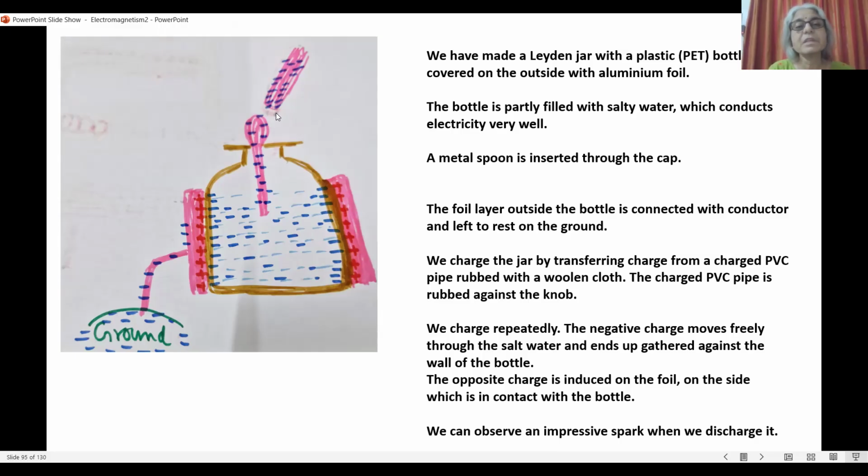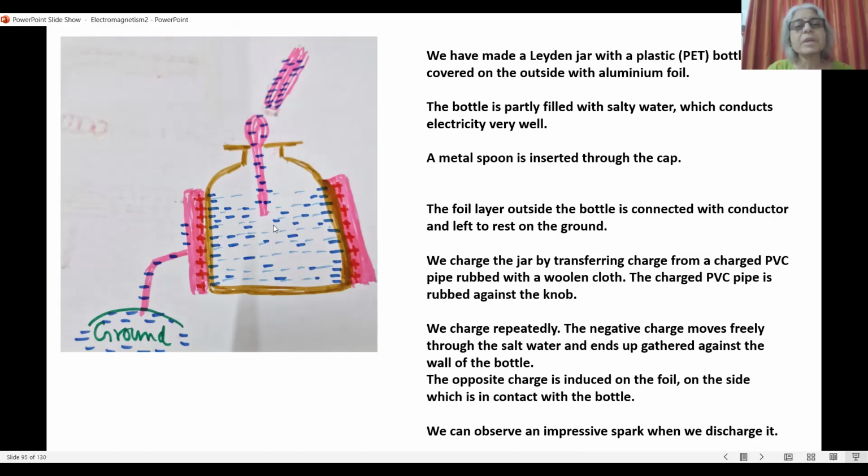So when I transfer negative or positive, any charge, onto the spoon, which is a knob, the charges will travel. They will enter the water and travel through the water and end up on the inner surface of the bottle, and the bottle itself acts as the insulator. It prevents the positive and the negative charges from combining and cancelling each other. Okay, and then the outer surface of this aluminum foil is connected to the ground, so the negative charges will flow away, and the positive charges will accumulate there.